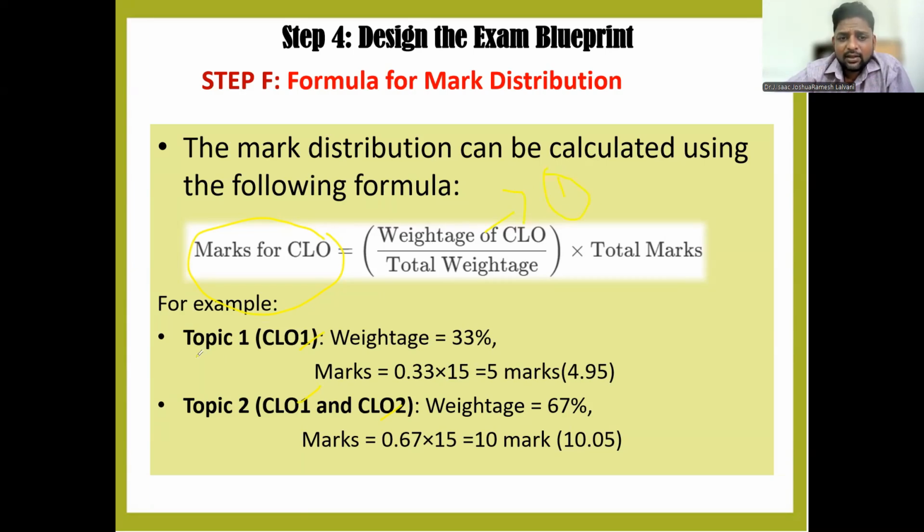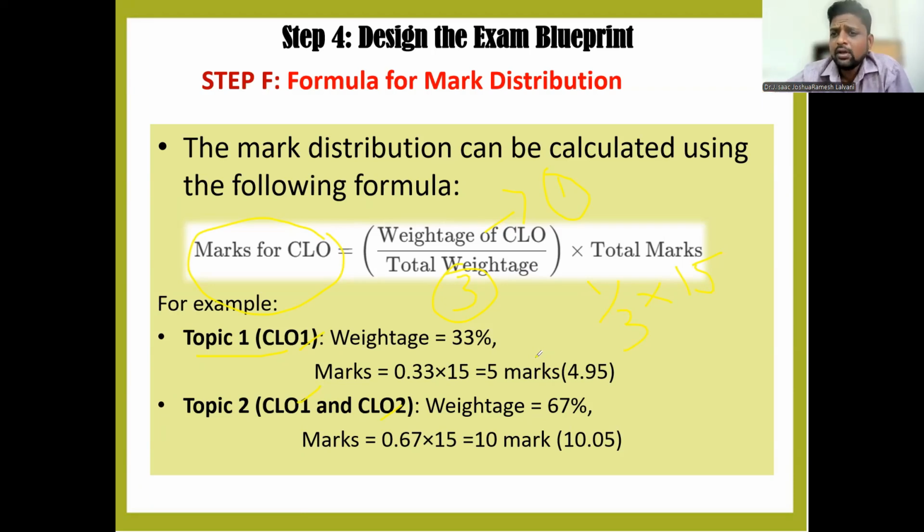So the marks for the topic 1 CLO will be the weightage of the CLO, that is 1, divided by the total weightage. Totally 3 CLOs will be there: CLO1, again CLO1 in topic 2, and CLO2 in topic 2. So totally you are going to evaluate 3 CLOs. The marks will be 1 divided by 3, into the total marks of the examination, which is 15 points. It will come to 4.95, so round it off. So we have 5 marks for topic 1.